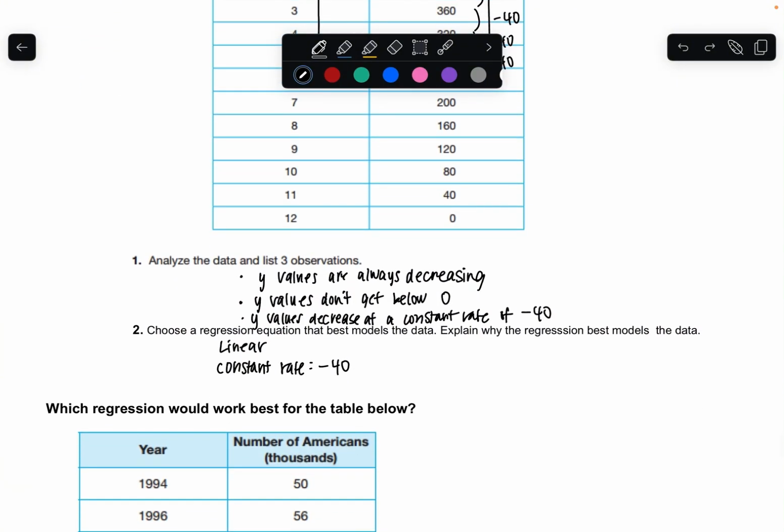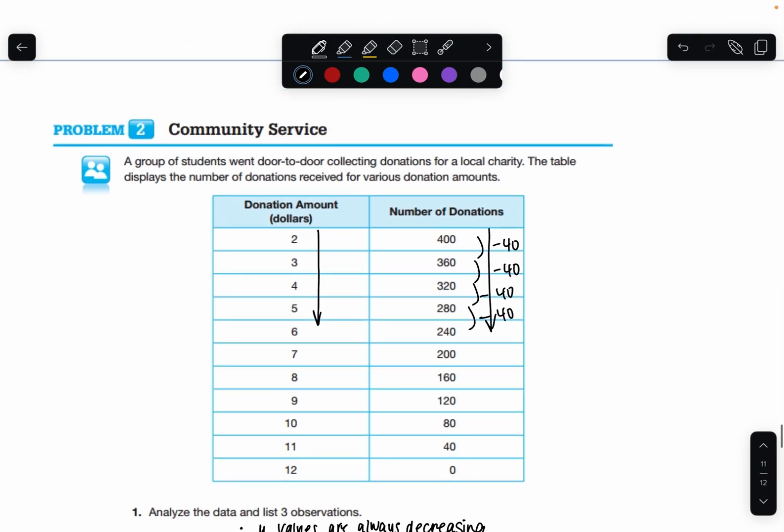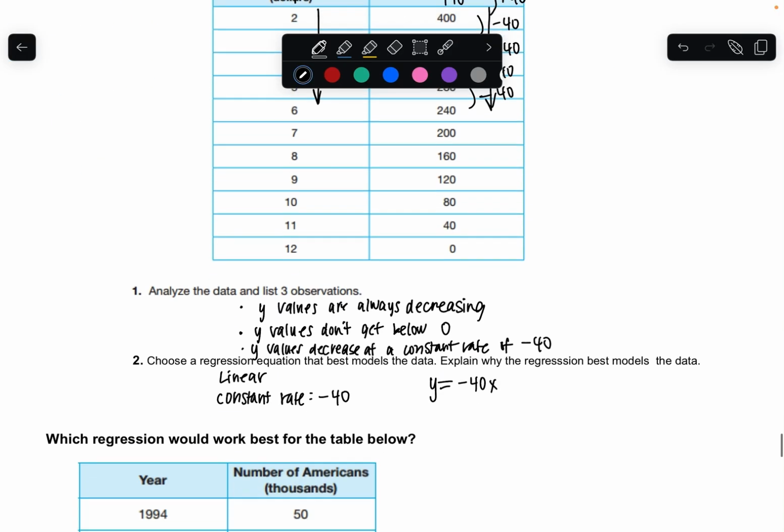Okay, and so when we're writing our equation, we already know our slope is negative 40x. And if we wanted to find our y-intercept, we could keep the pattern going and then just add 40 as we go backwards. And so we can see that the y-intercept would be 480. And so we could write negative 40x plus 480.